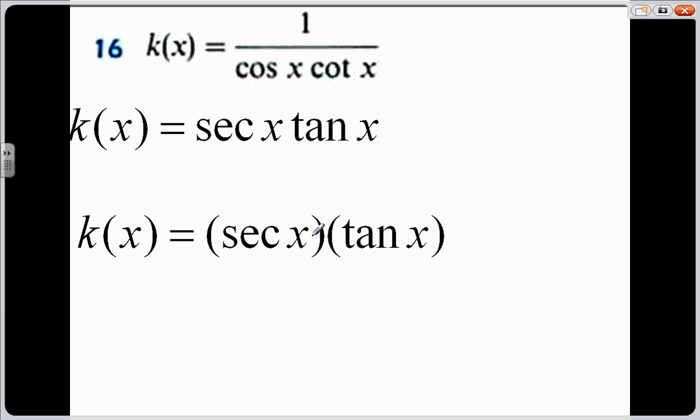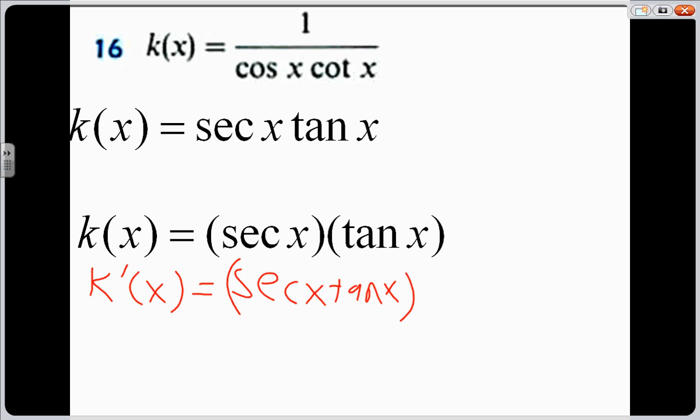So k prime of x. Secant of x, tangent of x. That's the derivative of the first times the second, plus the first times the derivative of the second. What's the derivative of tangent? Secant squared of x times secant squared of x.